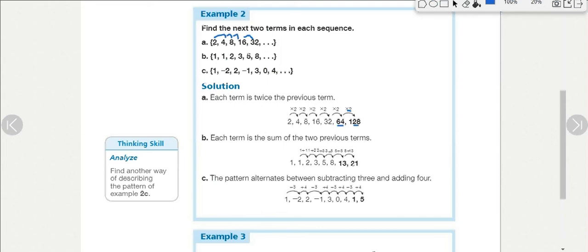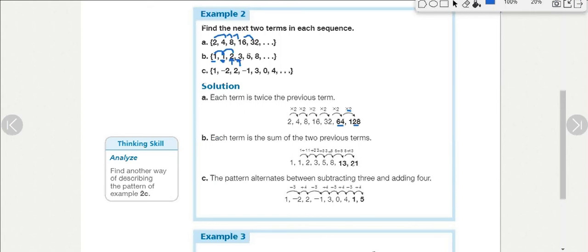In B, each term is the sum of the two previous terms. See, that's a little bit different. There's 1, so it's still 1 because we don't have a previous term. Maybe think of it as 0. 0 plus 1 is 1. Then this, what's the pattern? It's these two added together. What's this? It's the previous two terms added together, and so on.